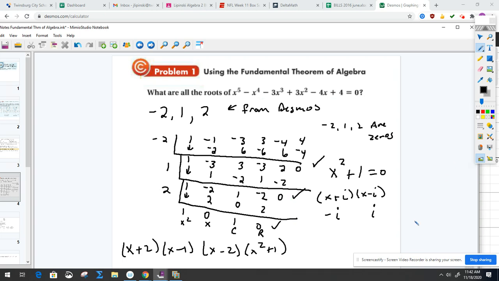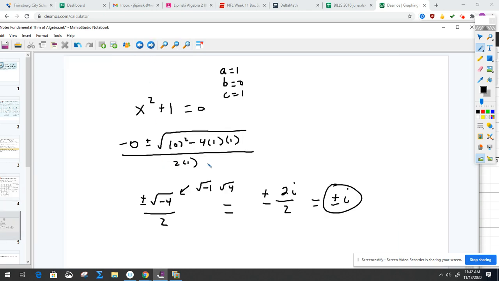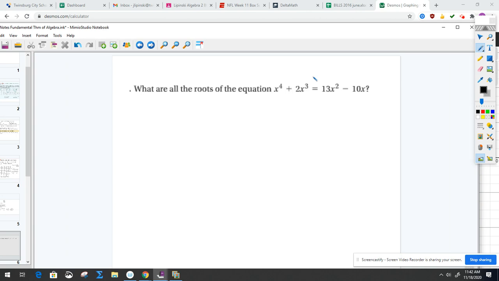All of the roots are -2, 1, 2. What was the mathematical proof? Getting a remainder of 0. And then -i and positive i, the mathematical proof was either by factoring or what I did here, which was the quadratic formula. Okay, so let's take a look at another example.